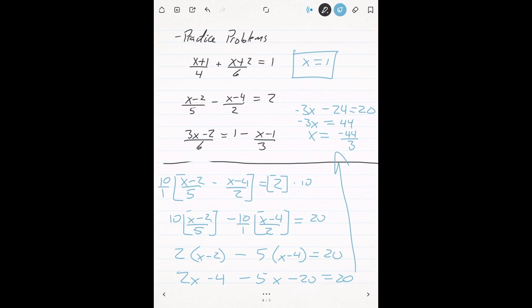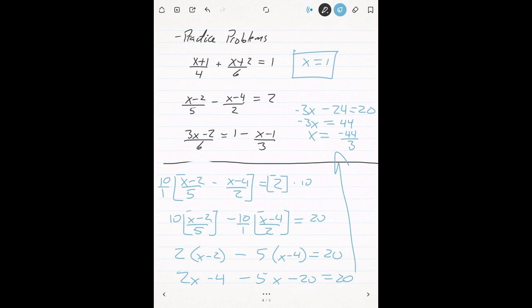Oh, wait a minute. That's not right. There's an error somewhere here. Oh no, what did we do wrong? Because the answer shouldn't be negative 44 over 3. That's not going to work out. So help me out here. What did we do wrong? I must have messed something up somewhere.